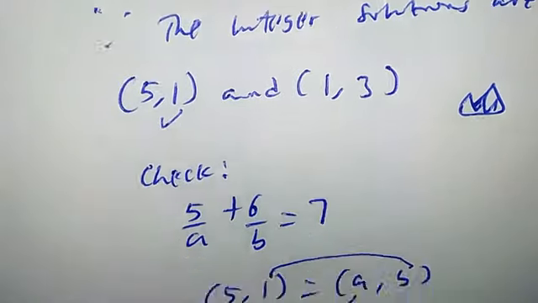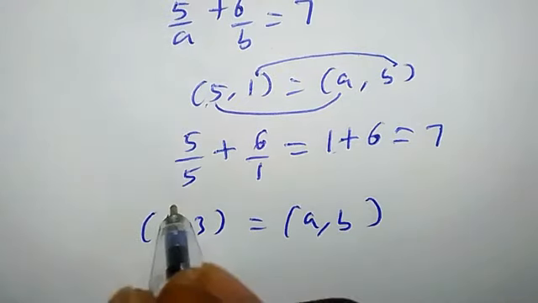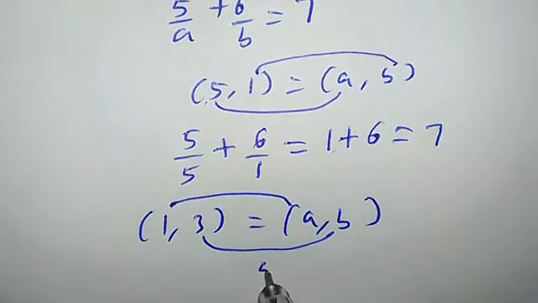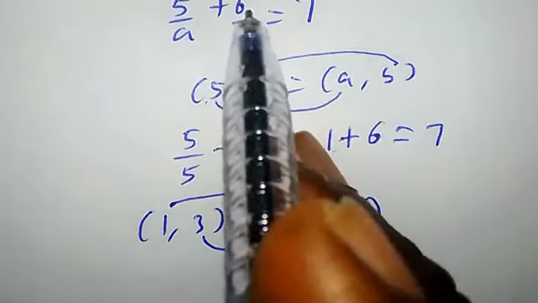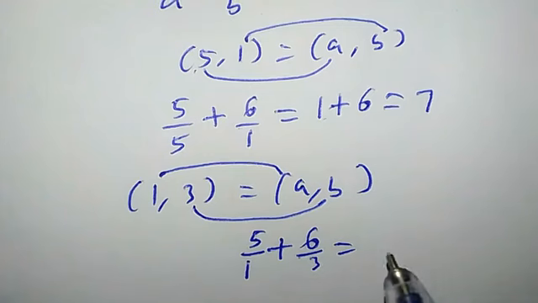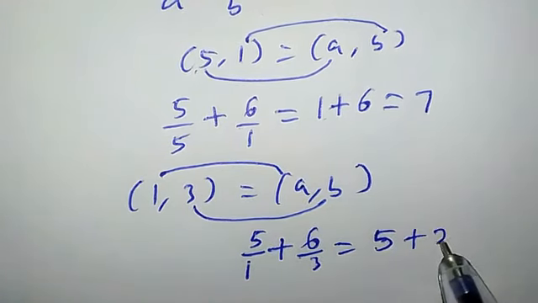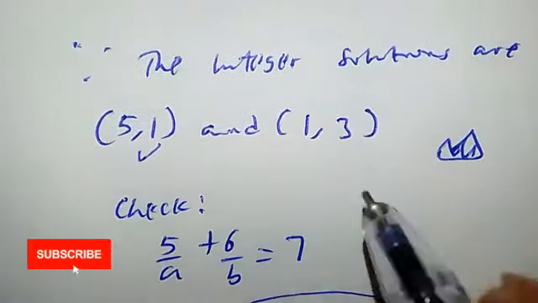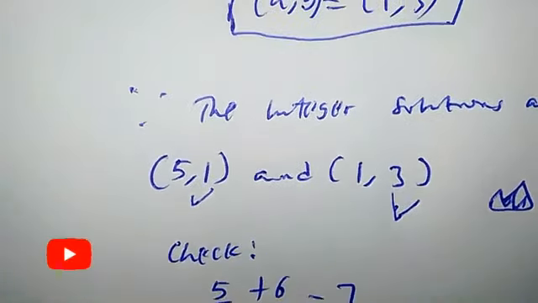Let's check this also. 1, 3, that is a, b. a is 1 and b is 3. Let's plug into the left hand side. That is 5 over a, which is 1, plus 6 over b, that is 6 over 3, which equals 5 over 1, that is 5, plus 6 over 3, that is 2. 5 plus 2 is 7, which is what we have on the right hand side. So these are the only integer solutions for this particular question. That's it. Thanks for watching.